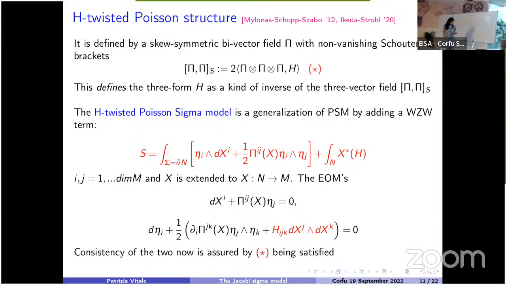So what are these twisted Poisson brackets? Actually, I have been told about them by Peter Schupp, who is here, and also about the connection with the Jacobi sigma model that I'm going to discuss. They are introduced, as far as I know, in this paper by Mylonas, Schupp, and Szabo, and then by Ikeda and Strobl.